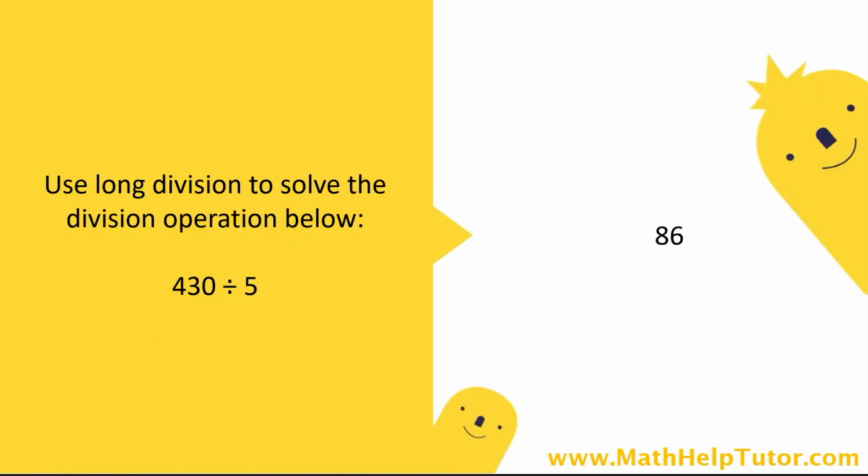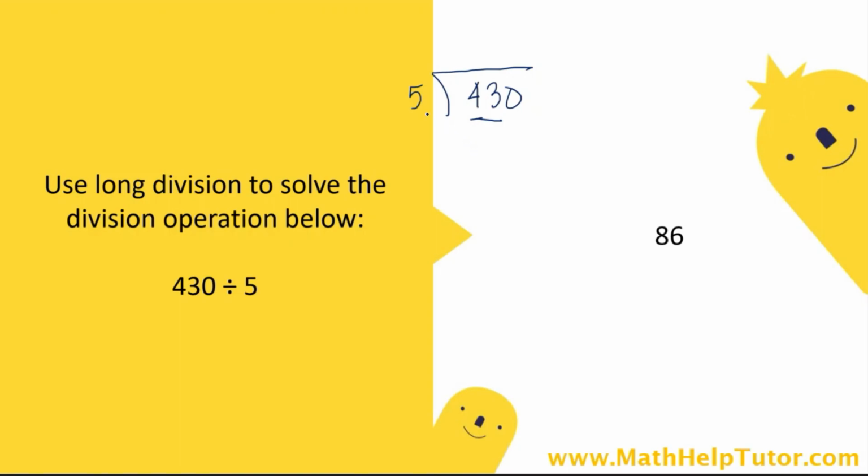The answer is 86. So how did we arrive at this answer? Using long division, we can write the dividend on the right and the divisor on the left, and then we put a long division symbol between them. Next, we choose the digit in the dividend which we can divide by the divisor. So if we choose 4, this is not possible because we can't fit at least one 5 inside a 4. So that means we're going to use 2 digits.